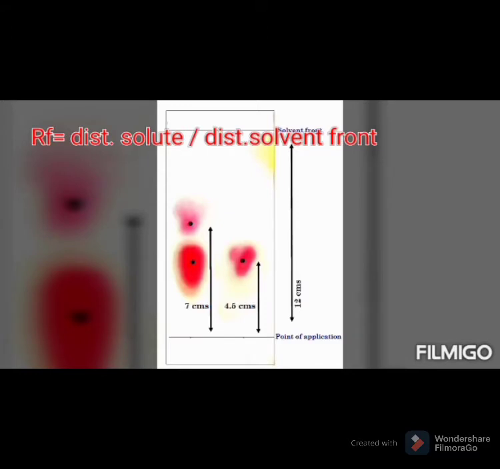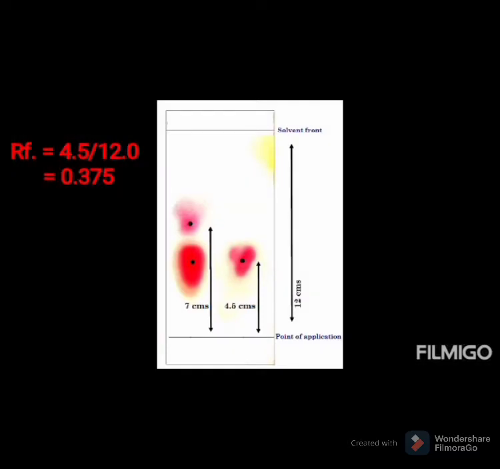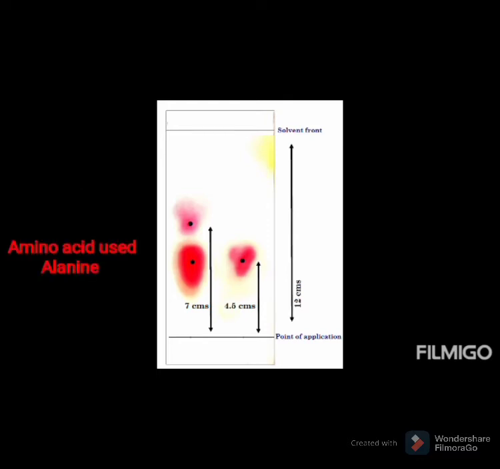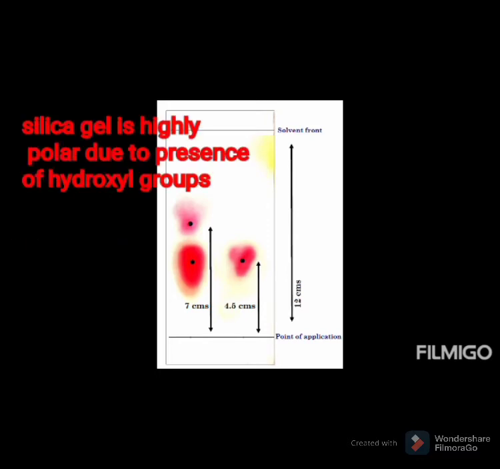Identification of amino acids is done by the retardation factor or retention ratio, given by the symbol RF, which is the ratio of the distance moved by the solute to the distance moved by the solvent front. The distance moved by the test spot here is 4.5 centimeters. This is divided by 12 centimeters, the distance moved by the solvent front, giving an RF value of 0.375 for the test spot. You can calculate the other value yourselves from the data. The silica stationary phase is very polar and adsorbs polar analytes more strongly, preventing them from traveling up the plate. Non-polar substances tend to move faster up the plate in TLC.